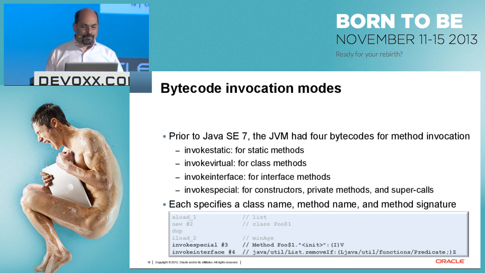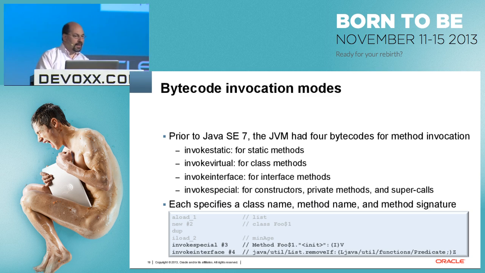So the bytecode instruction set prior to Java 7 had 4 bytecodes for invoking methods. 3 of them corresponded to types of methods in the language: static, virtual, and interface. And then there was this kind of grab bag bucket called invoke special for everything else, so super calls and constructor calls and things like that. But the thing that's common to all of these invocation modes is they name what class holds the method that I'm calling, what is the name of the method, and what is its type signature. I kind of alluded to this in the keynote.